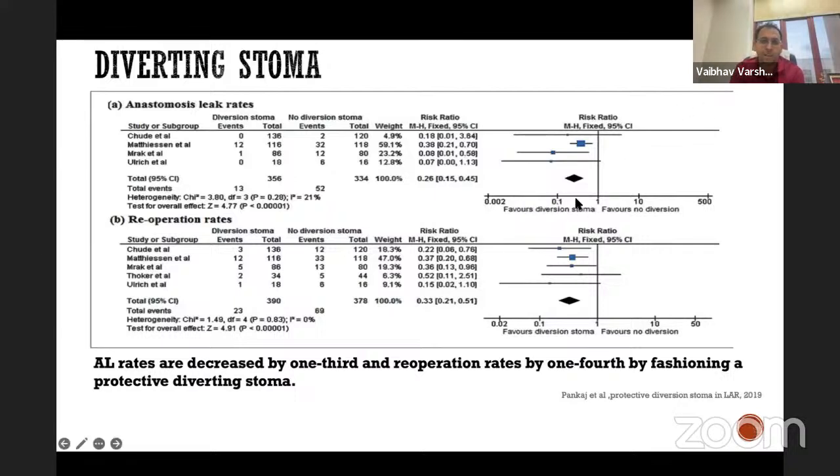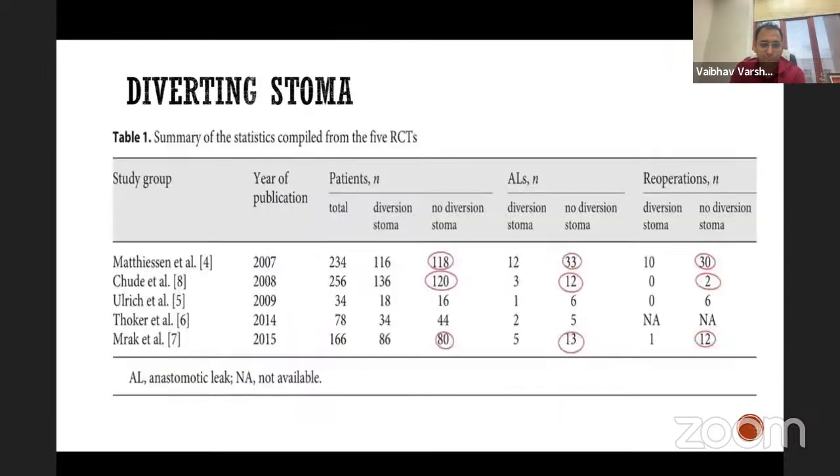So when we saw the meta-analysis, you can see the diamond is favoring the diverting stoma, in both anastomotic leak and reoperation. So they say that, yes, when you do a protective diverting stoma, it helps in decreasing the anastomotic leaks and the reoperation rates. Further, if you see, the anastomotic leak and reoperation rate are less in the diverting group. This is contrary to the last study.